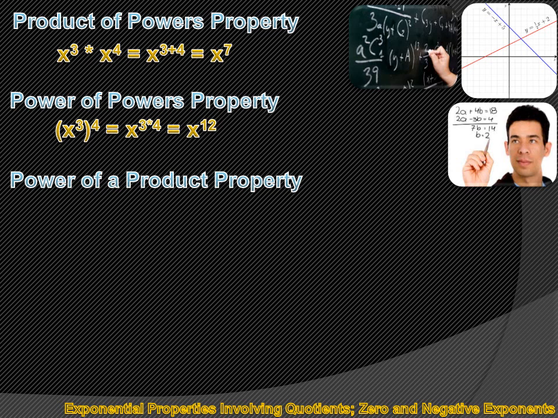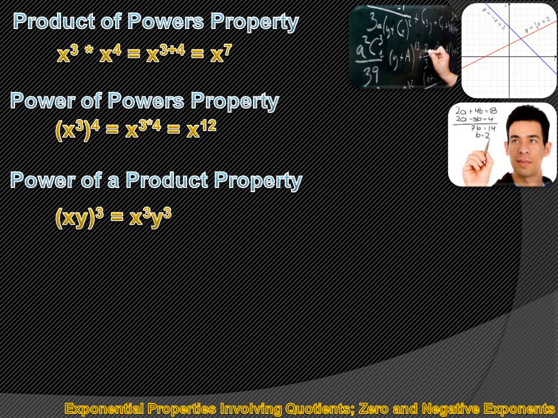We also talked about the power of a product property. If I have the product of two variables or two numbers, like x, y, and I want to raise that to the 3rd power, I just distribute that 3 to both the x and the y, and my answer is x to the 3rd times y to the 3rd.